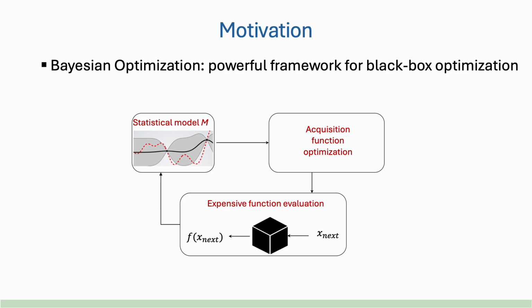So Bayesian optimization is a very well-known and effective framework for black box optimization. And in the last decade or so, we have seen so many real-world applications of BO, for example, in AutoML, materials design, and drug discovery.